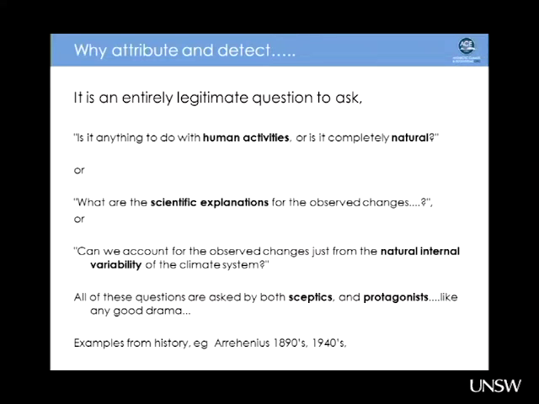So the questions you might ask yourself in the attribution and detection space are something like: are those observed changes anything to do with human activities, or is it completely natural? That is the first question we might ask. That's more or less a detection question. You might then say, what are the scientific explanations of the observed changes? This is thinking about establishing the connection between the observations and the models.